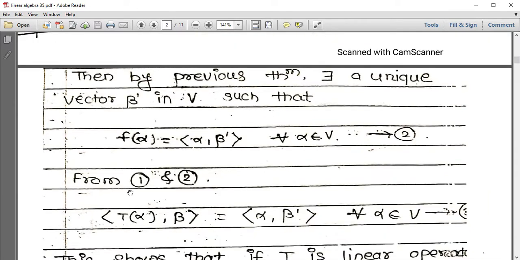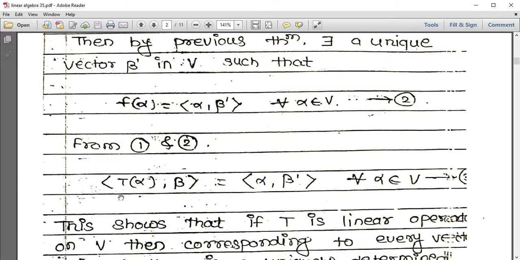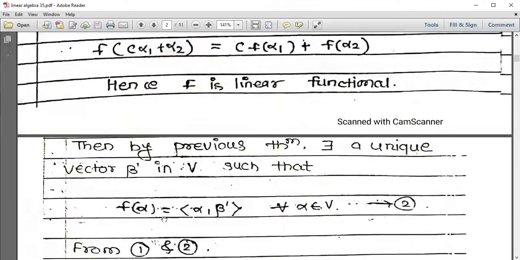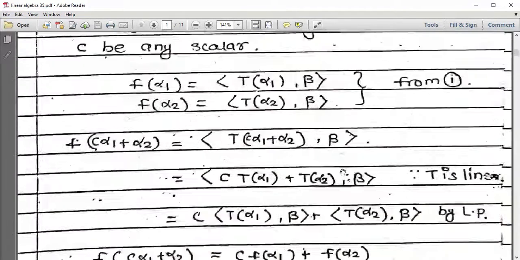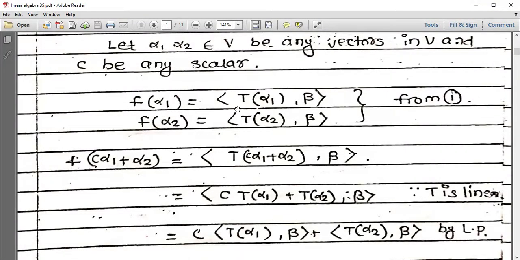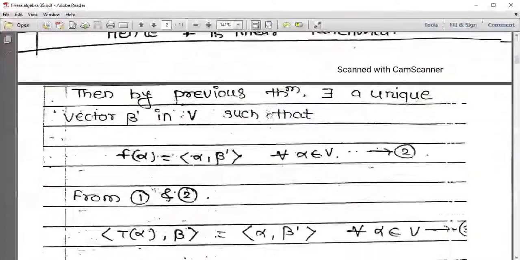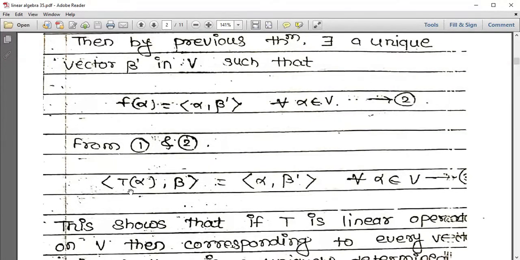Hence, from 1 and 2, the inner product of T of alpha and beta is equal to the inner product of alpha and beta dash for all alpha belonging to V. Give it as equation number 3. How can we write like this from 1 and 2? Look here at statement number 2. Putting the value of f of alpha in equation 1, we get the inner product of T of alpha with beta is equal to the inner product of alpha with beta dash for all alpha belonging to V. Give it as equation number 3.